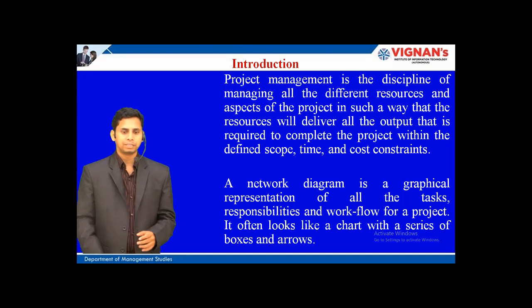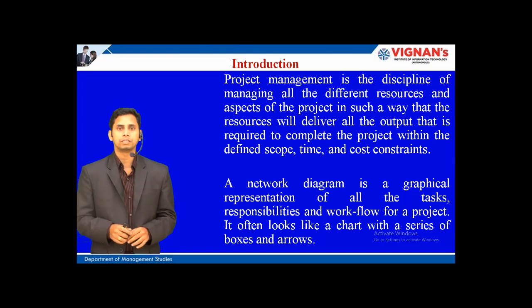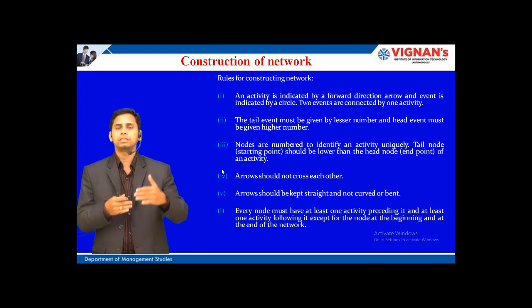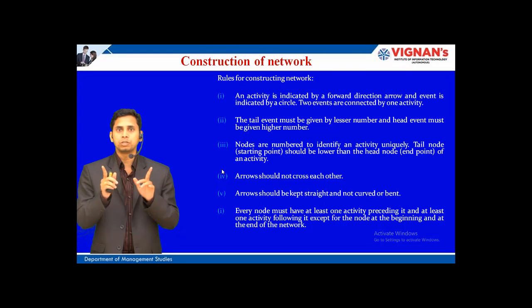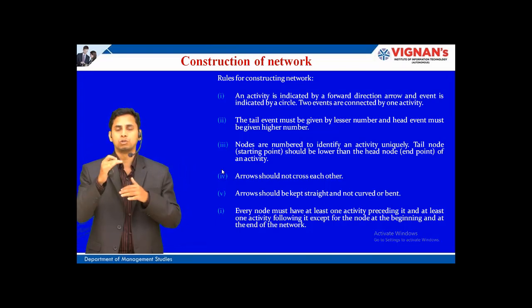Project management is a discipline of managing all the different resources and aspects, because in a project you will have a lot of resources involved. You are supposed to manage these resources. In what way you are supposed to manage them is the scope, what must be completed. Let's say you want to construct a road. To what parameter and to what extent you are supposed to construct the road must be available. This is what we call the scope. Beyond that area you cannot go for construction. So that is the scope of your work.